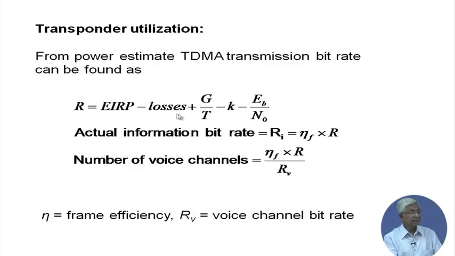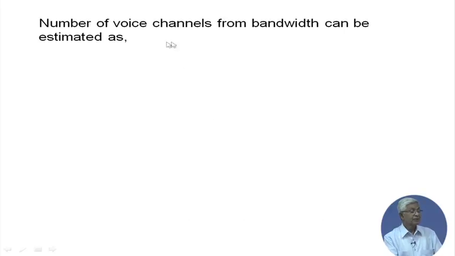So, if we have all these parameters available, EIRP, losses, G by T, etc., and if we know the efficiency, that is how many are useful bits and how many are overhead bits, then from the transmission bit rate we can find the information bit rate or useful bit rate. Assuming all of them are using voice communication at a constant bit rate each, that gives the number of voice channels that can be supported. So the number of voice channels can be found from the power, and from the bandwidth also you can find the number of voice channels.